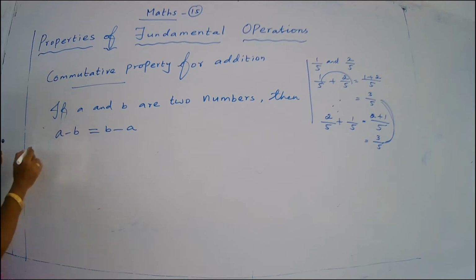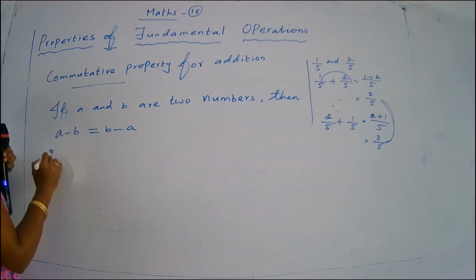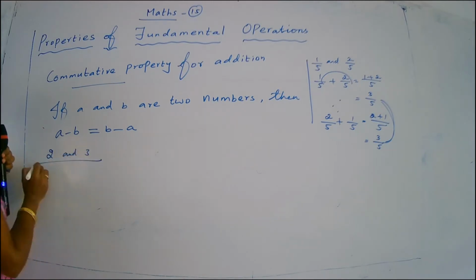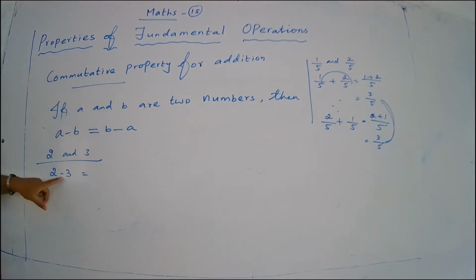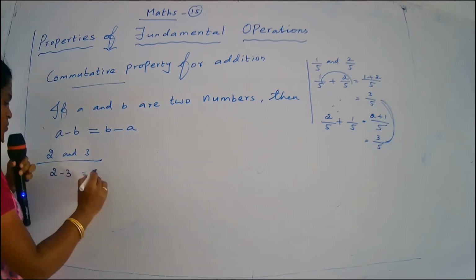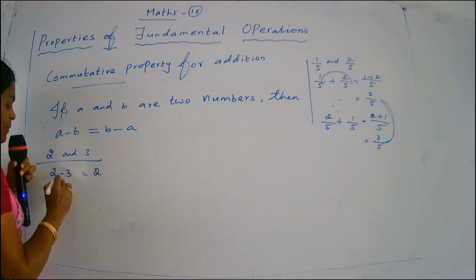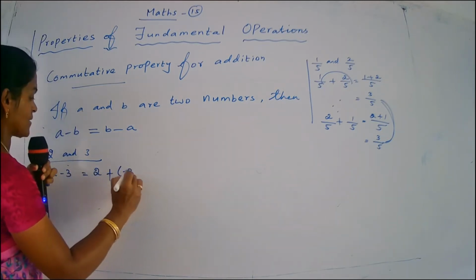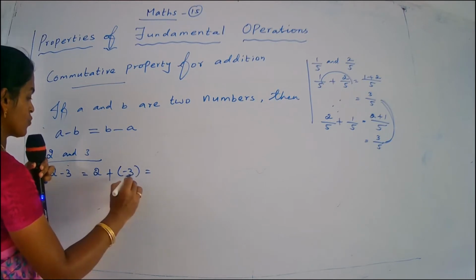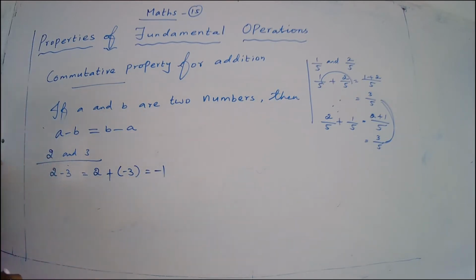Okay. So now let us take two natural numbers. One number is 2 and another number is 3. Now you subtract 2 minus 3. Here is subtraction, so we add the additive inverse. Yes children. So 2, the minus sign changes into plus, and at that time you put the additive inverse. The additive inverse of 3 is minus 3. So what is the answer? 2 minus 3 is equal to minus 1.